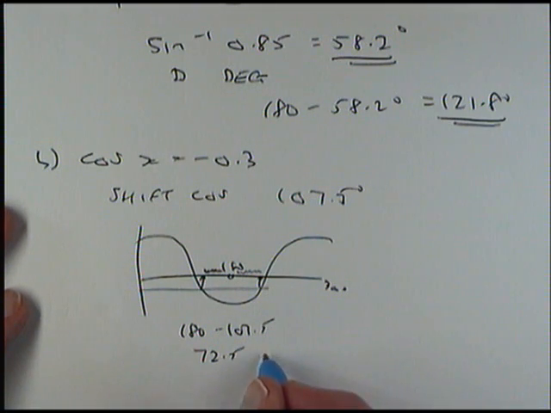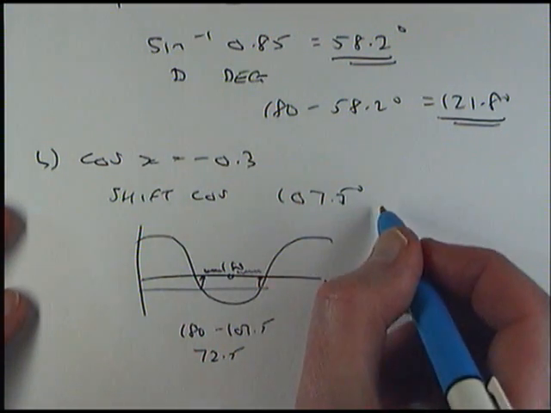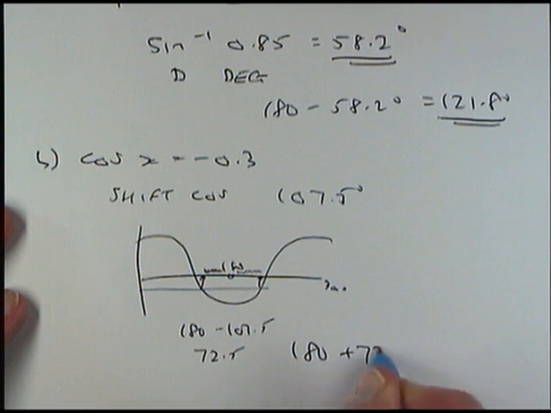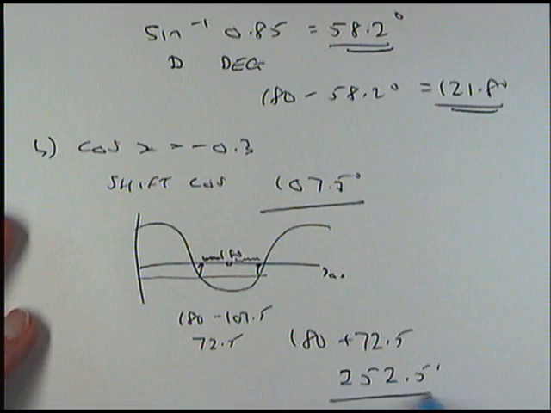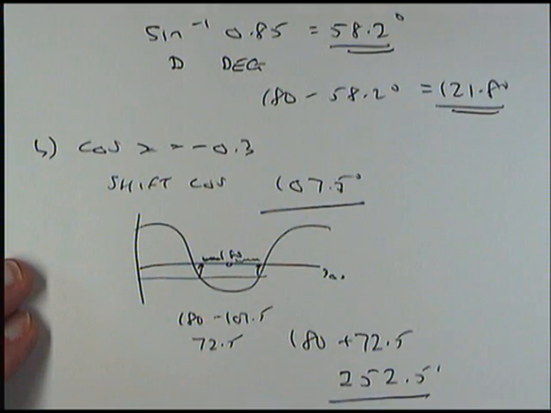The next answer will be here, and by symmetry, that distance there will also be 72.5. So your next answer is 180 plus 72.5. And if you do that, you get 252.5. So for part B, the answers are 107.5 and 252.5.